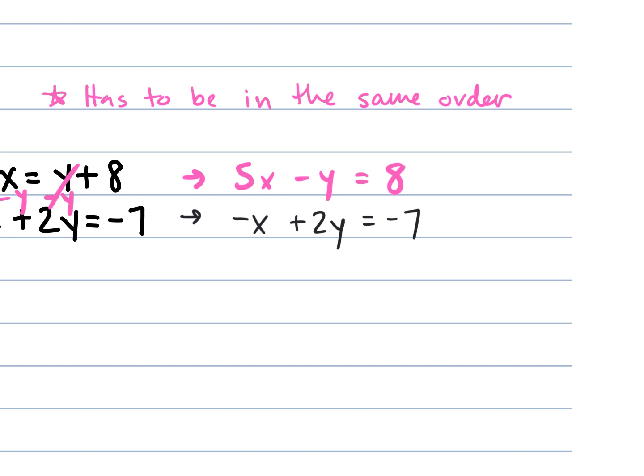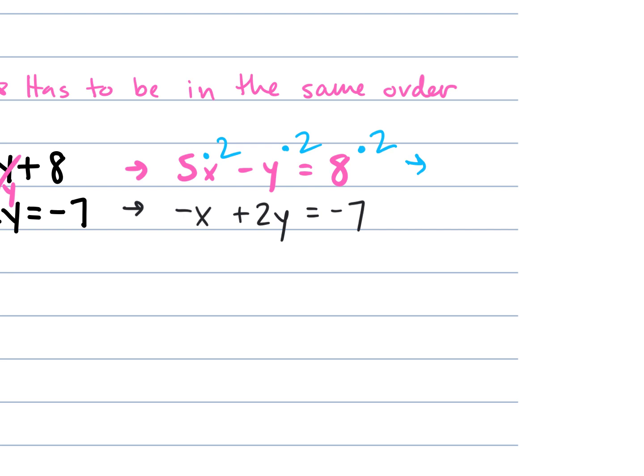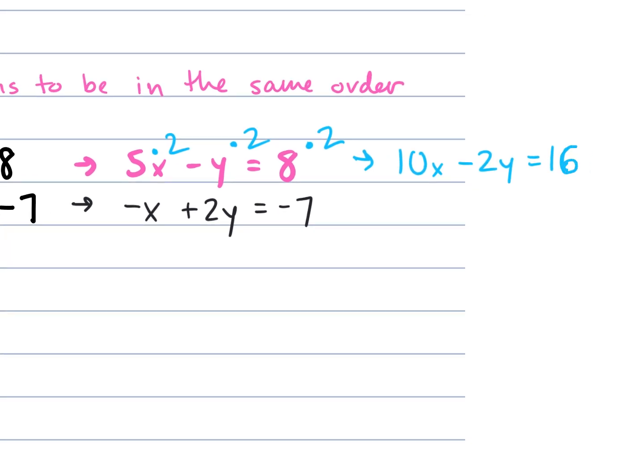We need the same number but opposites. So what am I going to have to multiply? 2 to everything in which equation? 2 to everything in the first equation. So we multiply everything times 2. So my new first equation is 10x, because it's 5x times 2. So 10x minus 2y is equal to 16. My second equation stays the same, but I'm going to rewrite it below so I can see my like terms.